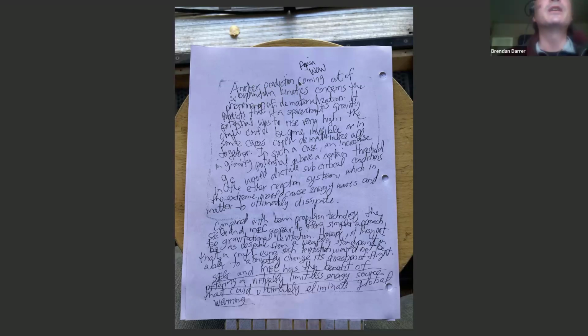Another prediction coming out of subquantum kinetics concerns the phenomenon of dematerialization. It predicts that if a spacecraft's gravity potential was to rise very high, the craft would become invisible, or in some cases could dematerialize altogether.